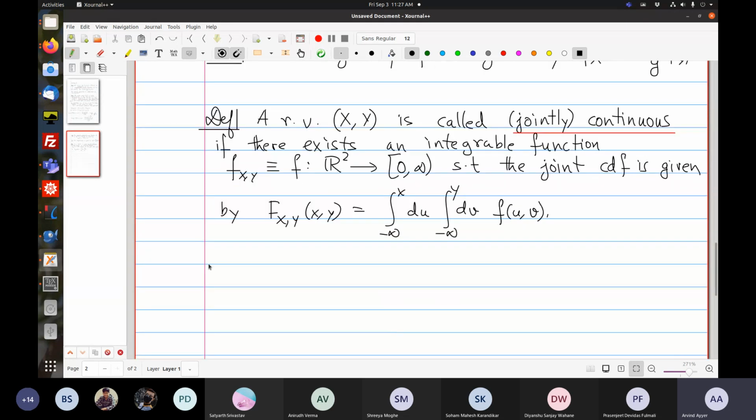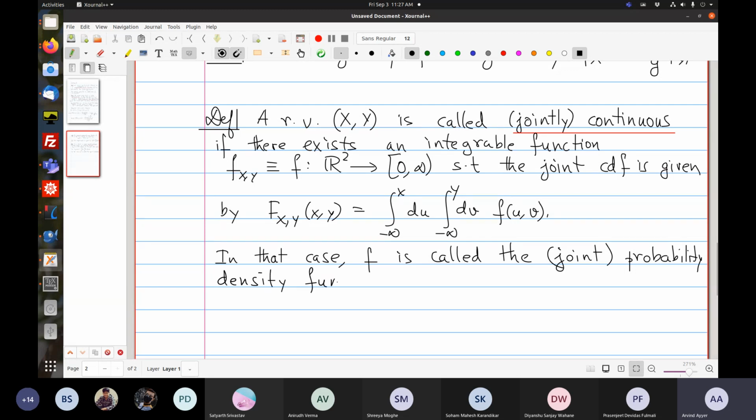In that case, f is called the joint probability density function, or density in short.